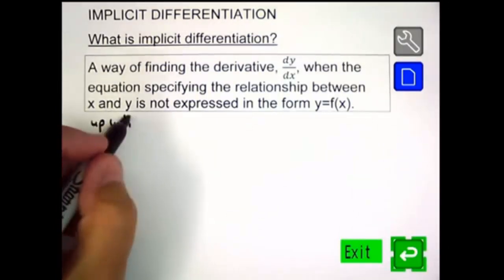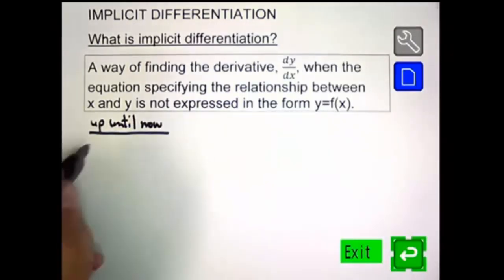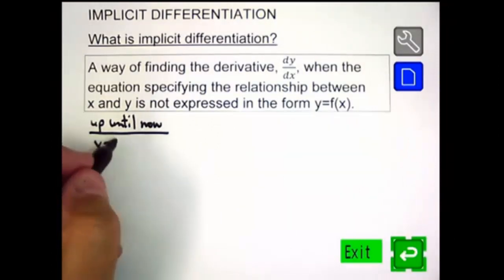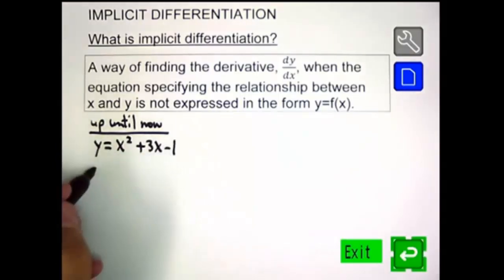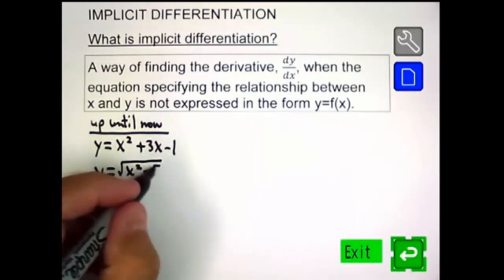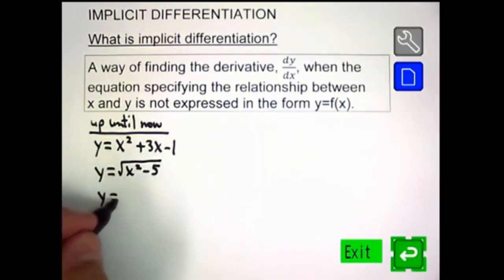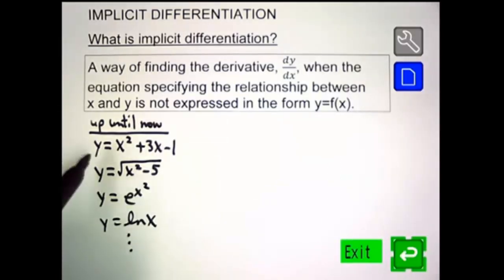Up until now, before we started talking about implicit differentiation, when you were asked to take the derivative, the one thing that all the exercises had in common, and of course you can go on and on and on, is that you always had y equal to something. In other words, the equations were always solved for y. And our derivative rules made that assumption as well.